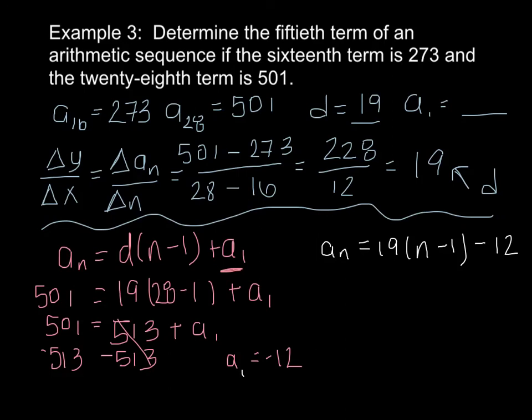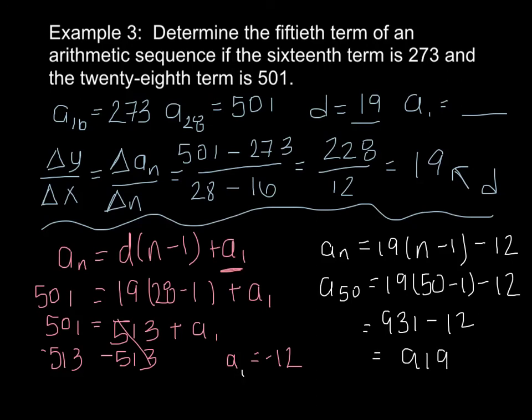This problem, we're looking for the 50th term, so we are looking for a sub 50. All we have to do is plug 50 in for n, and again, do a little simplification. We've got 50 minus 1, which is 49. We're going to do 49 times 19, which is 931. And then we are going to subtract 12, and we get that our 50th term is 919.